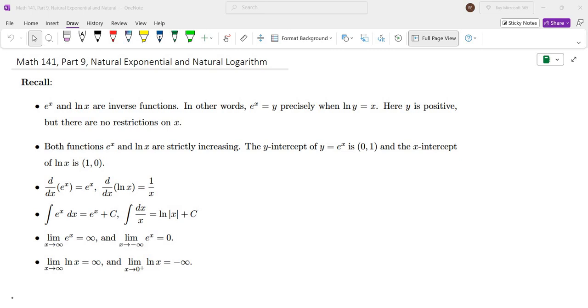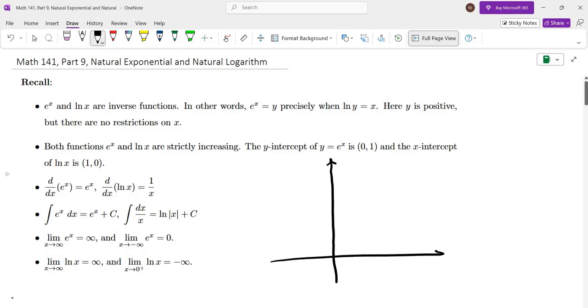Hello, this is video number 9 on my single variable calculus 2. In this video, we're going to talk about natural exponential and natural logarithm. First, we're going to talk about some of the properties of natural exponential and natural logarithm that you have seen. So this is going to be mostly a reminder.